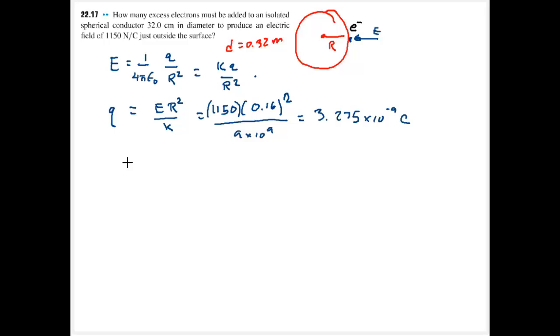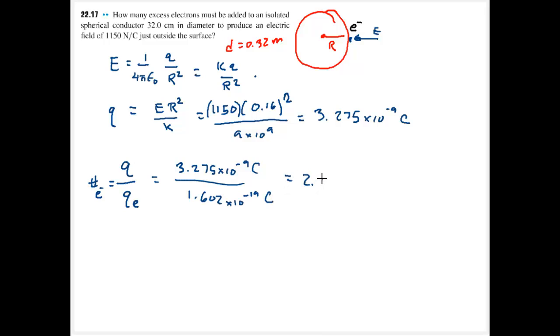Now, to get the number of electrons, I can simply divide the charge that I need by the charge of an electron. That's going to give me the number of electrons. So that's going to be 3.275 times 10 to the negative 9th coulombs divided by the charge of one electron, which is 1.602 times 10 to the negative 19th coulombs. And that's going to give me 2.04 times 10 to the 10th electrons.